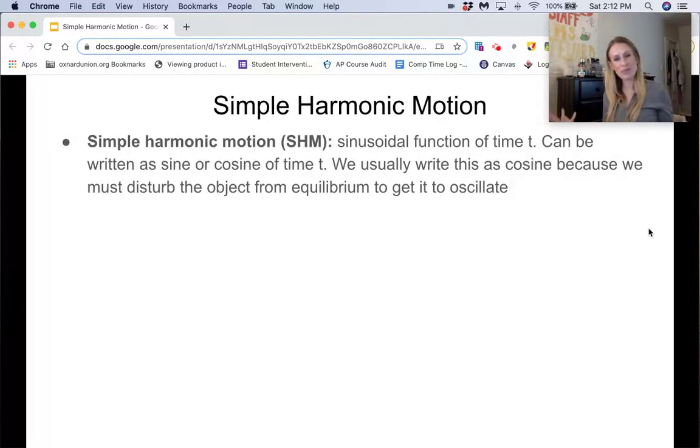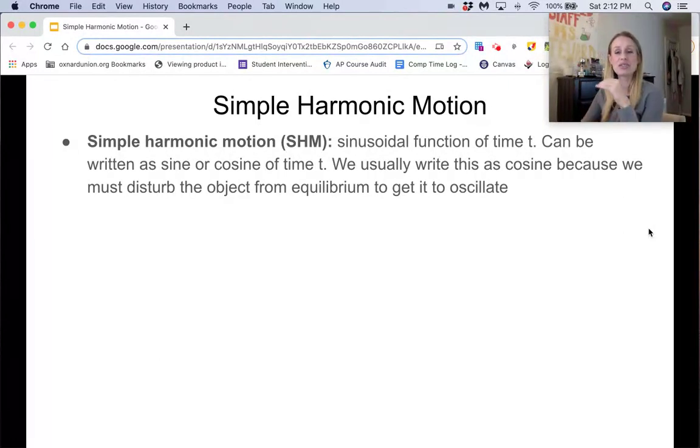All right, so simple harmonic motion, the reason we're here today. This is a sinusoidal function of time t. Now, this can be written as either sine or cosine of time t. We usually do write it as cosine though, and I will talk about that in the next sentence.